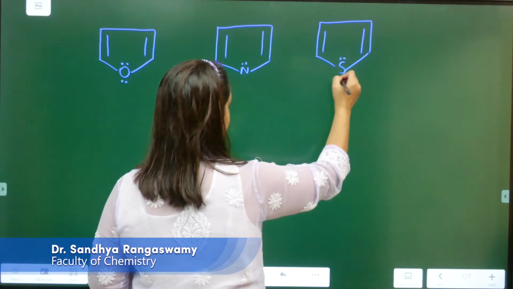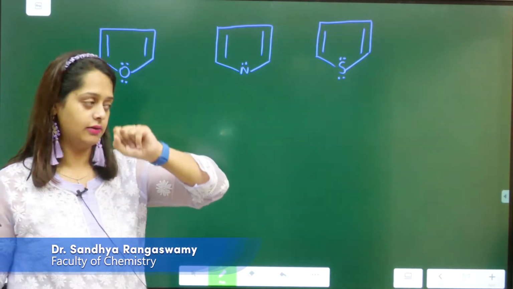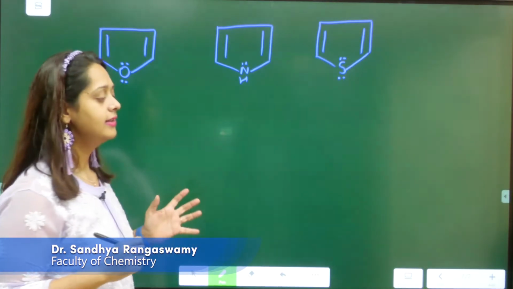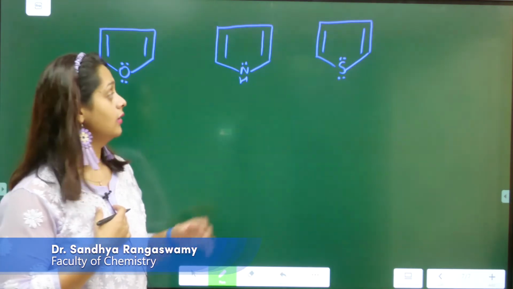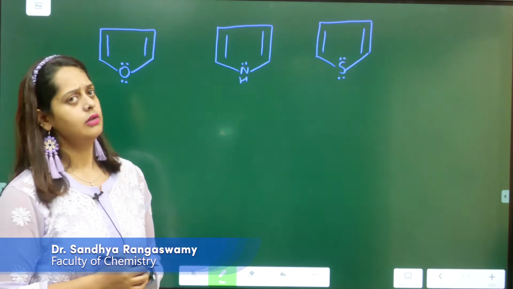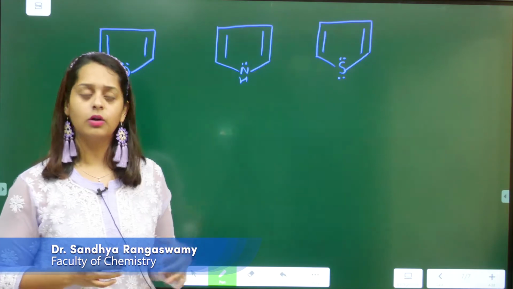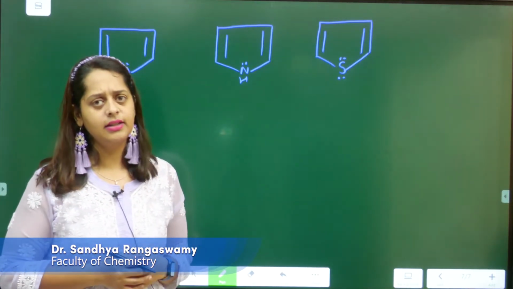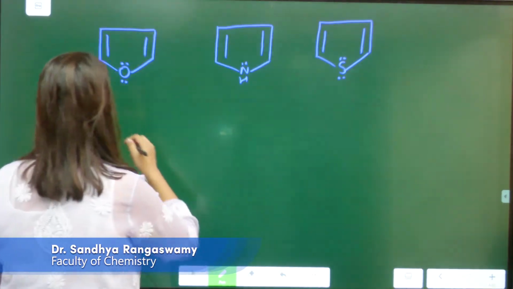Sulfur and oxygen have two sets of lone pairs, whereas nitrogen has one set of lone pair. Perfect. So when I consider the aromaticity of all these three compounds, I am saying all these three compounds are aromatic in nature. Now you will ask me, ma'am, how is it possible? It's not possible because the oxygen, nitrogen and sulfur hybridization is sp3. How can you say it's a planar structure? Let's see how it is a planar structure.